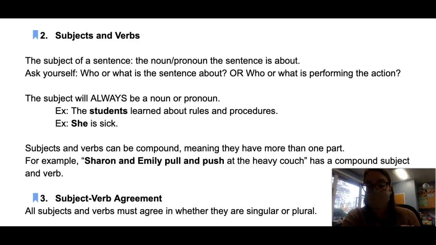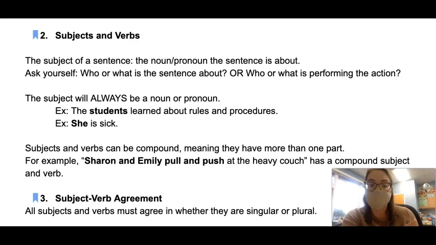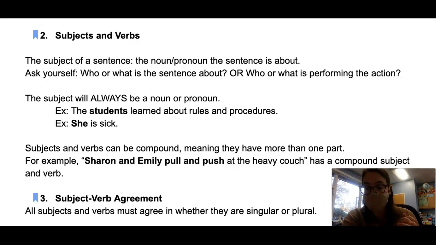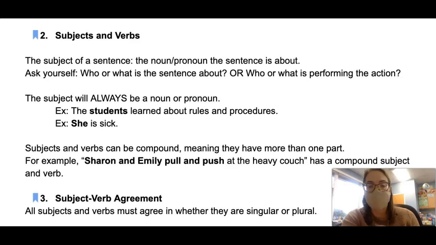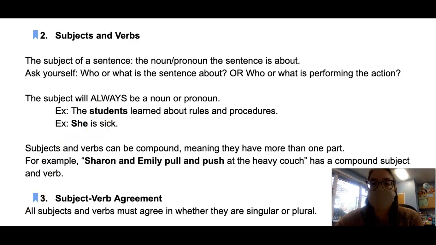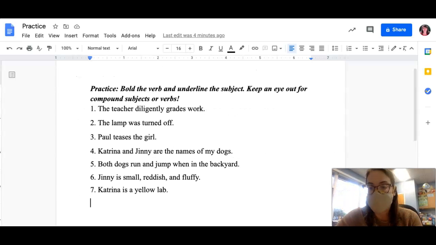Notice also here that our subjects tend to come towards the beginning of the sentence before our verb. Okay, and subjects and verbs can be compounds, meaning they can have more than one part that's joined by a word like and or. Okay, so for example, Sharon and Emily pull and push at the heavy couch has a compound subject and verb. So you can definitely do that where you have more than one subject joined together, more than one verb joined together. Okay, now let's take a look at some practice to help us find our subjects and verbs.